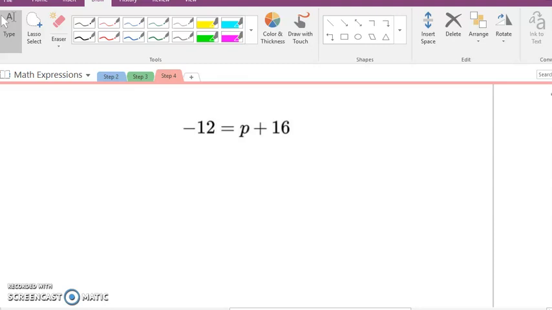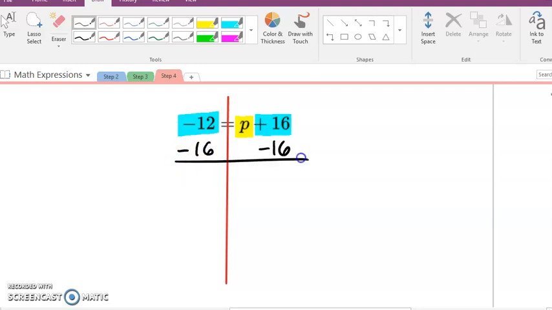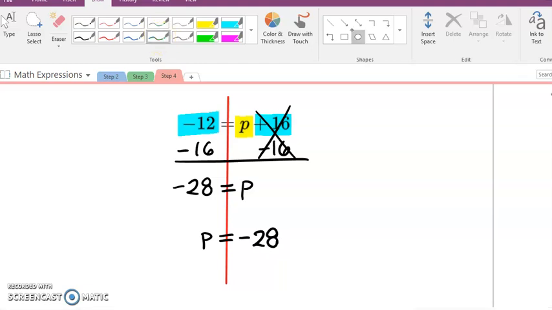Let's skip over to the third example under subtraction. Again, I have a variable p, I have a variable 16, and I have a variable negative 12. In order to isolate the p, I need to do the opposite of add 16. I need to subtract 16 from both sides. I'm left with p on the right side, and on the left side I have negative 28. And again, you could flip that over so that you have p equals negative 28 for your final answer.